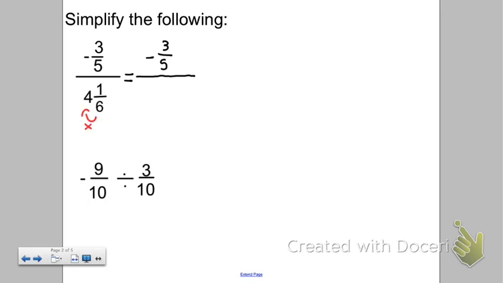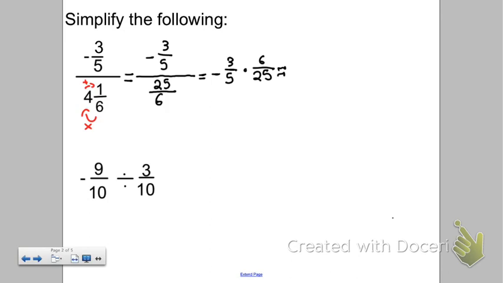To do that, I'm going to multiply, and then I'm going to add the numerator. 4 times 6 gives me 24, plus 1 gives me 25. And my denominator stays as 6. Now to divide these fractions, my -3/5 is going to stay. I'm going to multiply by the reciprocal of the denominator, which is 6/25.